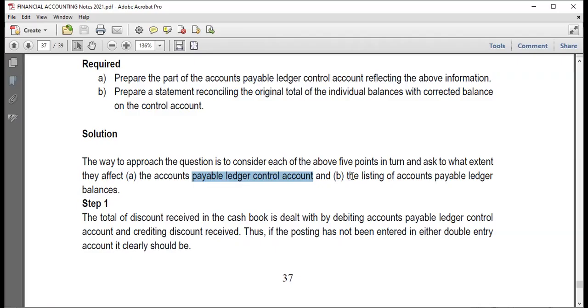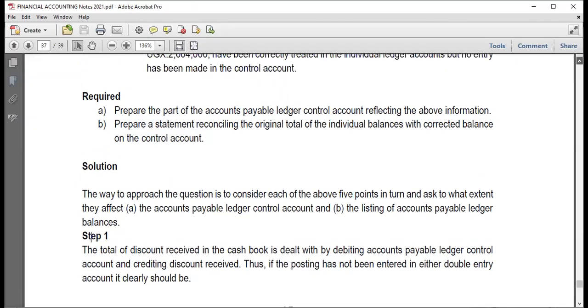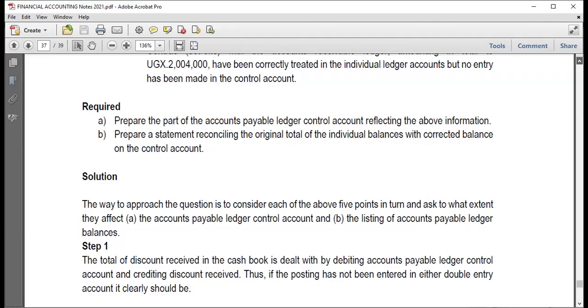And then be listing the accounts payable ledger balances. Okay, so we have step one. So the total of the discount received in the cash book is dealt with by debiting the ledger control account and then crediting the discount received account. Thus, if the posting had not been entered in the double entry, then it should be cleared. Now, this is what they are talking about right here.